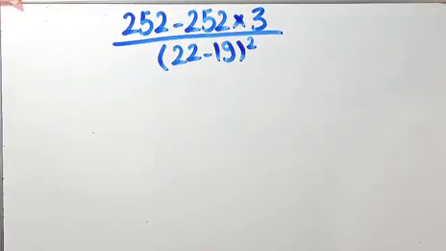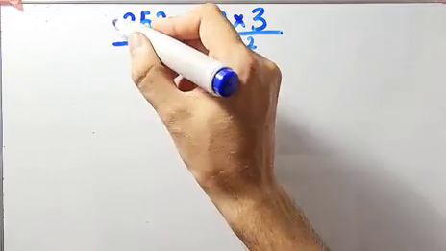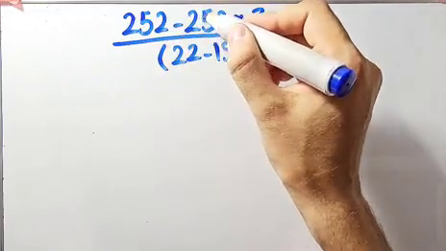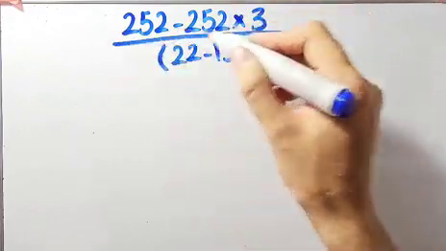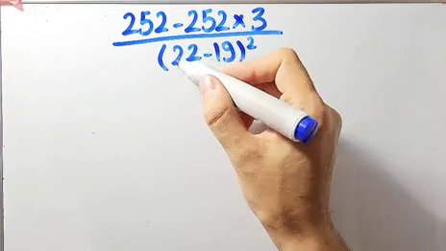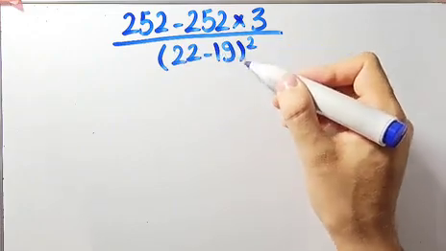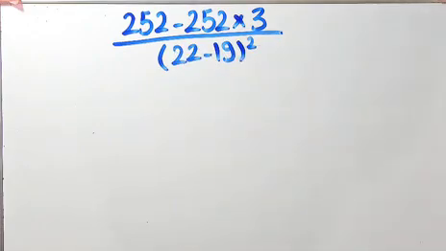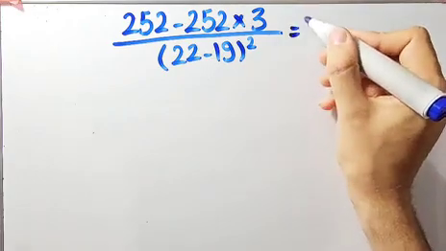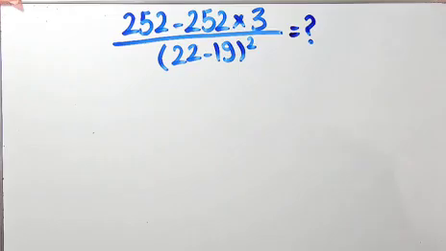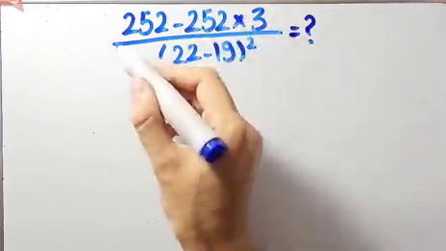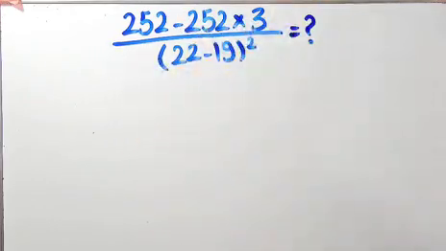In this video we are going to solve 3 questions about PEMDAS rule. In the first question we have 252 minus 252 times 3, then over open parentheses 22 minus 19 close parentheses, then all of them to the power of 2. What is the answer of this question? Can you solve it? We have subtraction, multiplication, division, parentheses and exponent.